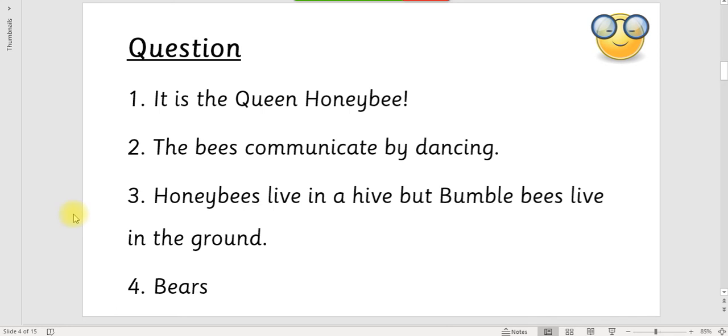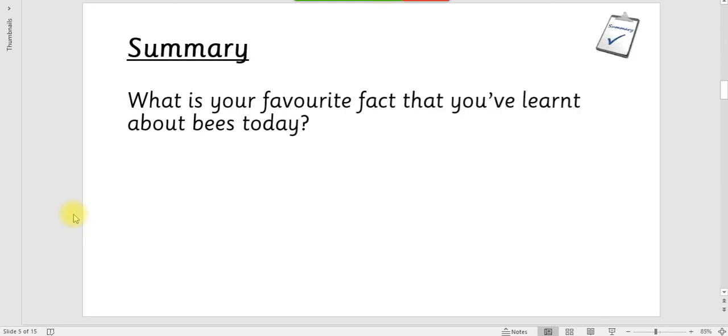There we go, those are our 4 answers. Got the queen honeybee, about who rules the hive. How do bees communicate? They communicate by dancing. What was one difference between a honeybee and a bumblebee? Well, honeybees live in the hive, or bumblebees live on the ground. And what other animal likes honey? We said bears. So we've answered all 4 questions now. Brilliant work. The last part of our reading lesson is a summary.